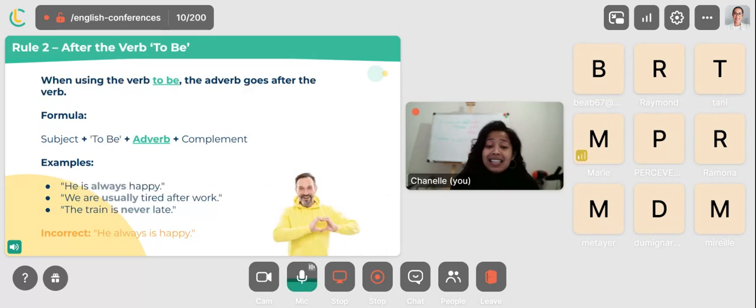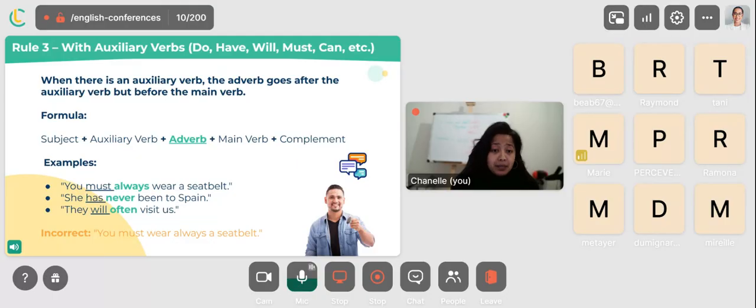Rule 2, it is after the verb to be. So all the verbs get it between the subject and the verb, except to be. To be means that the adverb will come afterwards. So we have the subject, the verb to be, and the adverb with the complement. For example, he is always happy. We are usually tired after work. The train is never late. Incorrect would be, he always is happy.